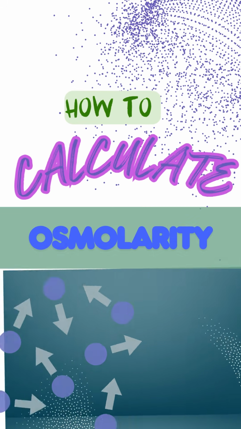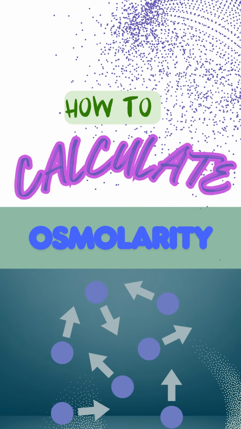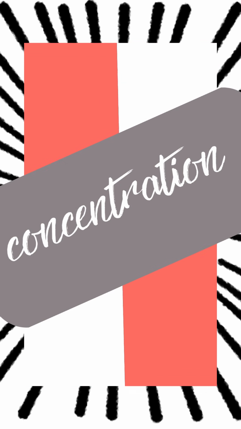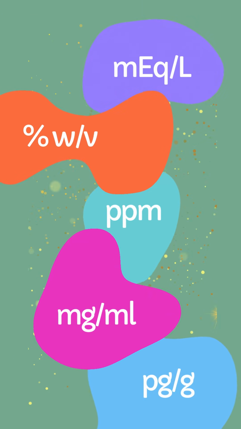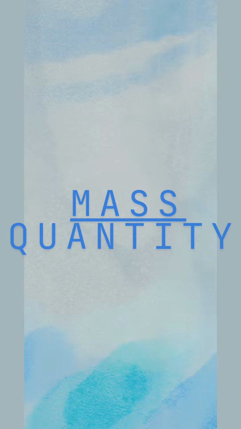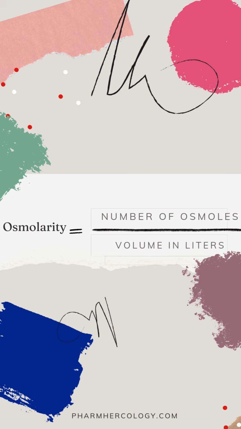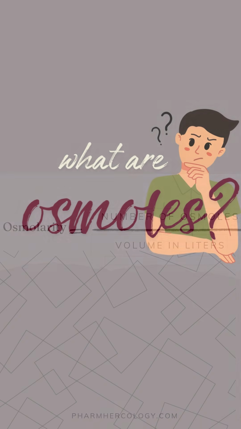Let's calculate osmolarity in 4 easy steps. Osmolarity is a measure of concentration. There are many different ways to express concentration, but they are all different forms of mass divided by quantity. When concentration is expressed as osmolarity, the mass is the number of osmoles and quantity is the volume in liters.